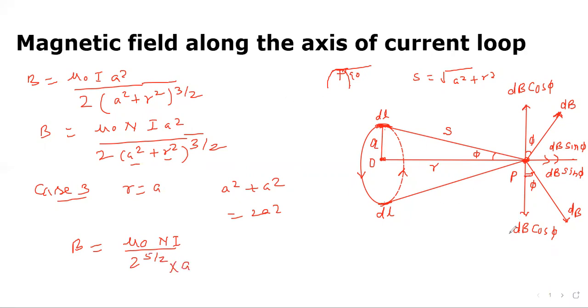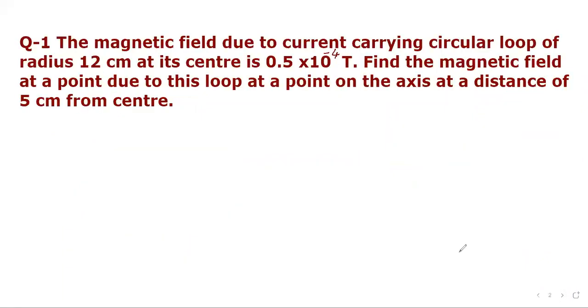Now let's solve some numericals to understand it in a better way. So the question is, the magnetic field due to a current carrying circular loop of radius 12 cm at its center is this much, that is 0.5 into 10 power minus 4 Tesla. Find the magnetic field due to this loop at a point on the axis at a distance of 5 centimeter from the center.